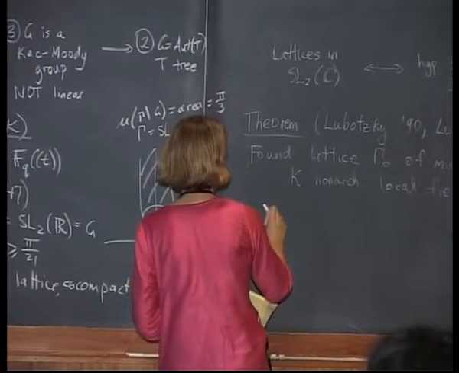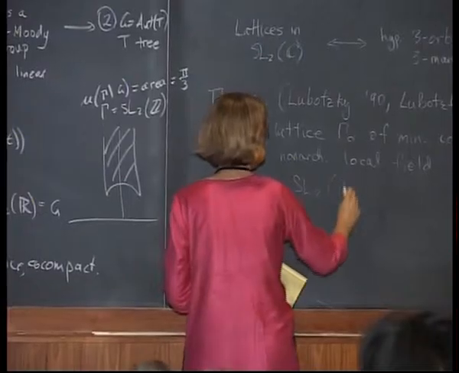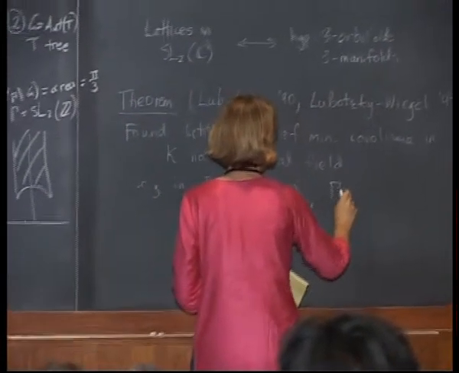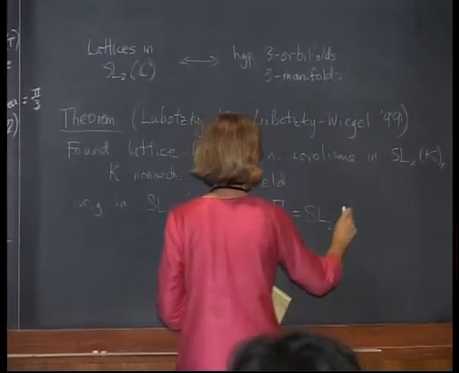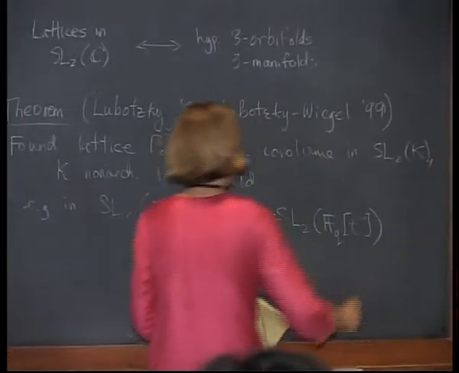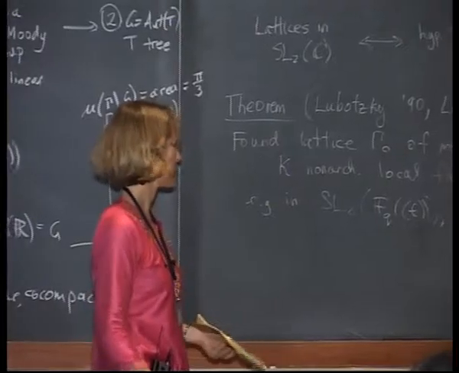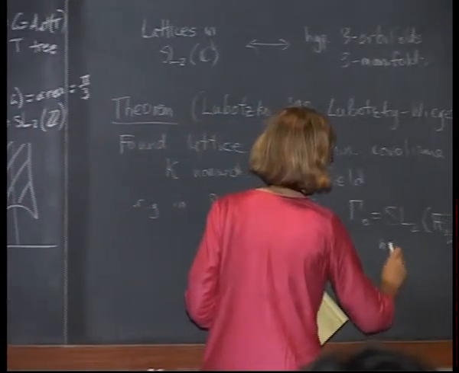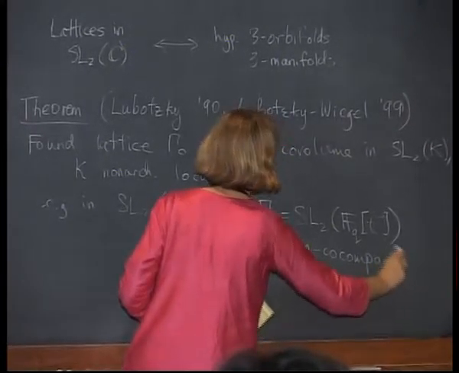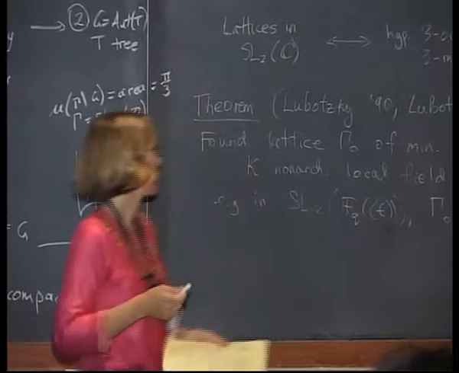A surprise in this paper was that in the case SL2 of Laurent series over a finite field, the lattice of minimal volume is this group. It's called a negative parabolic subgroup, for those who care. And in fact, this is non-uniform. It's a non-co-compact lattice. So it's a contrast with the result that Siegel got in the real case.